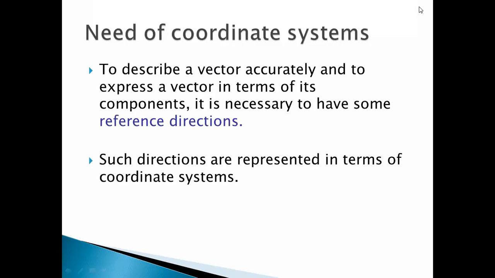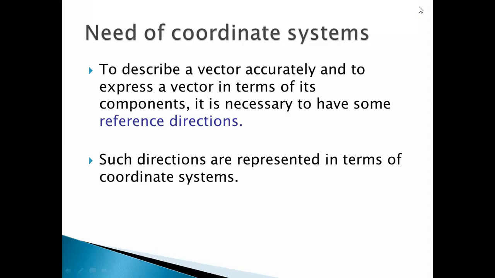Now, all of you understood why we are using the coordinate systems? If we are considering any vector or any point, then to represent the different components of that vector, we need particular directions. That's why these directions are represented by using these coordinate systems. That's why we are using these coordinate systems here.